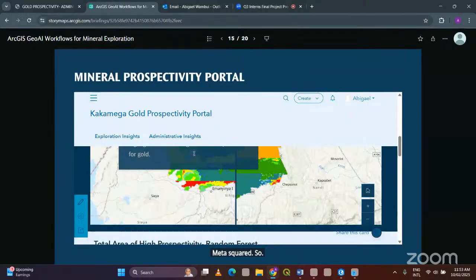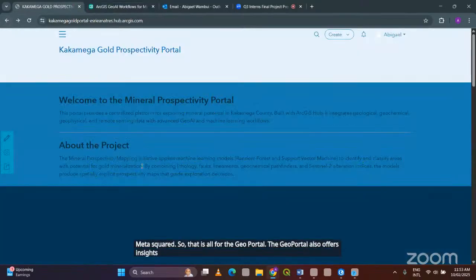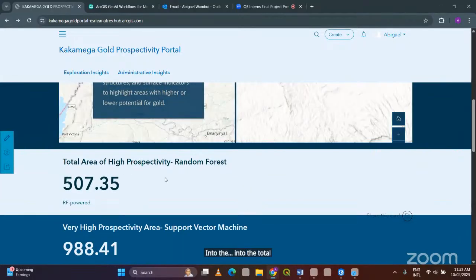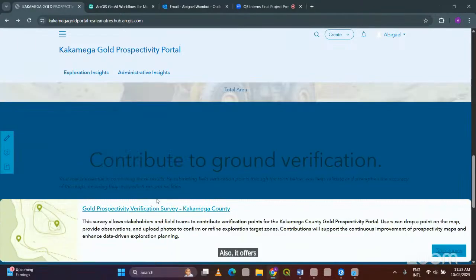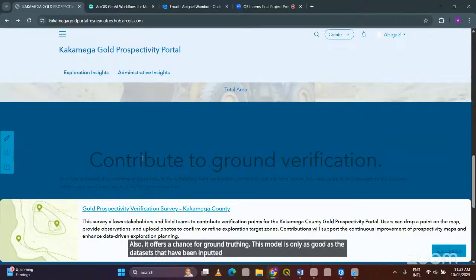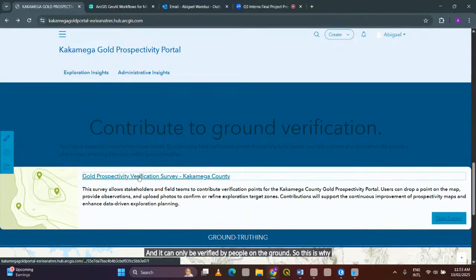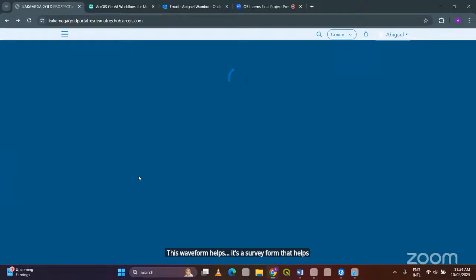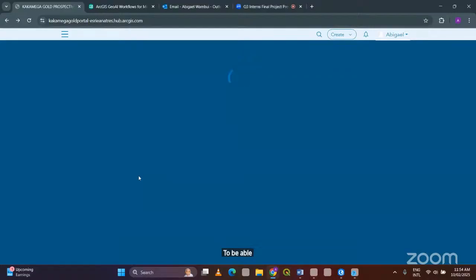So that is all for the geoportal. The geoportal also offers insights into the total area for high prospectivity for random forest and support vectors separately. Also, it offers a chance for ground truthing. This model is only as good as the datasets that have been inputted into it, and it can only be verified by people on the ground. So this is why there is this survey form. It's a survey form that helps someone on the ground who has indeed confirmed that there is gold here to be able to fill in the form.